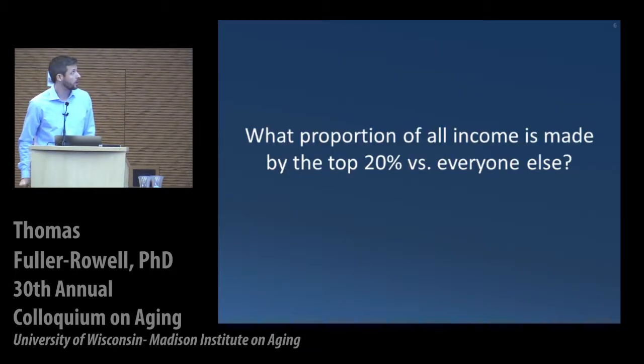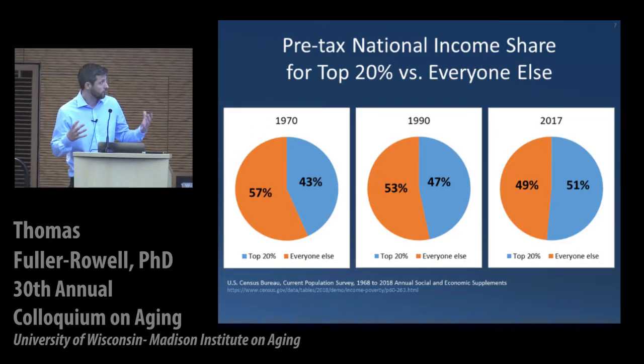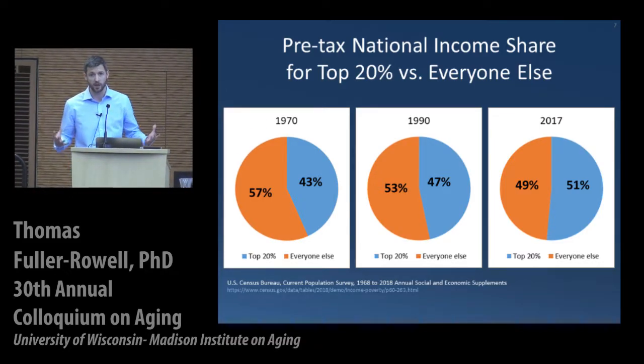Okay, so another important way of looking at inequality in society is to consider the proportion of income made by the top 20% versus everybody else. Here we can think of the overall pie as representing all income in the economy as a whole. So if we take all of the income made in the United States in a given year and pull it together, that represents the size of the total pie. What we're doing is looking at what portion of that overall pie, in terms of income, is made by the top 20% versus everybody else.